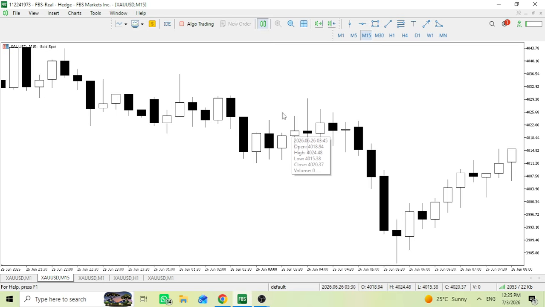15-minute candles, which makes a 4-hour candle. The smallest candle is what? This one. This.